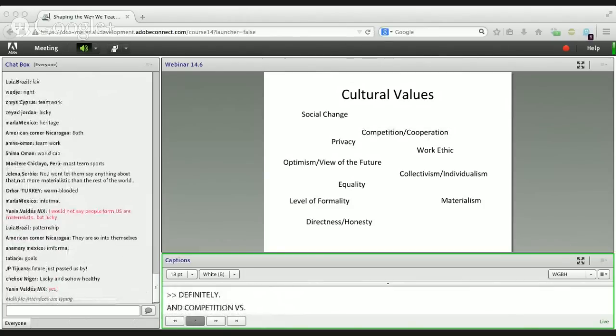And competition versus cooperation? What were you going to say about that one? Well, I think Americans are pretty competitive. We are very competitive.